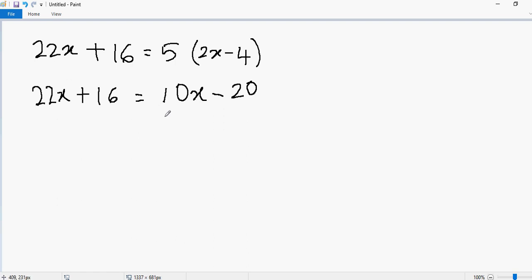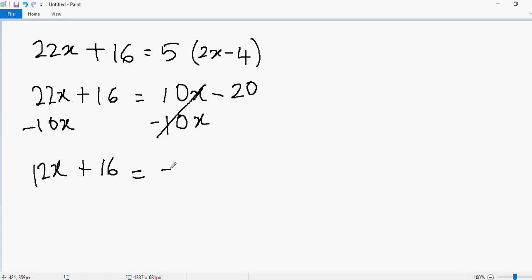So what I'm going to do is subtract 10x on both sides. Let's subtract 10x on both sides. When you do that, you get rid of 10x from here, and 22 minus 10 will be 12x, and then I have plus 16 is equal to negative 20.